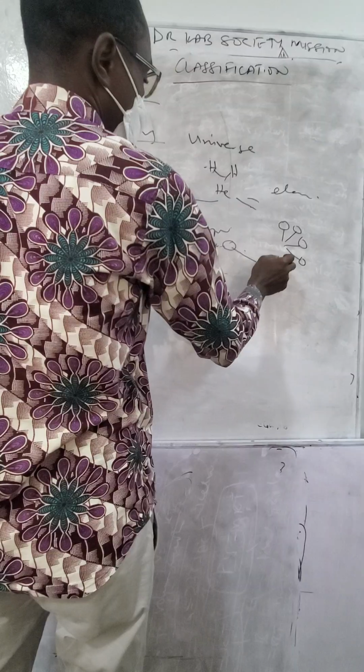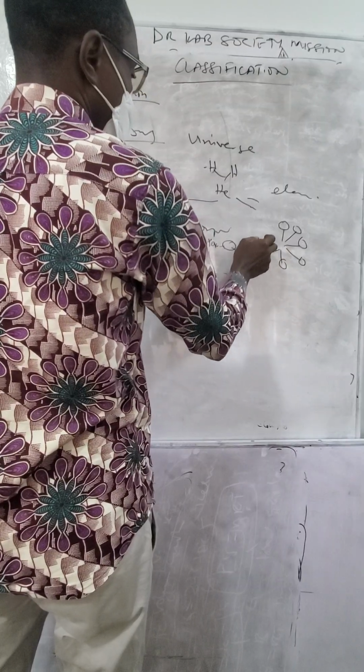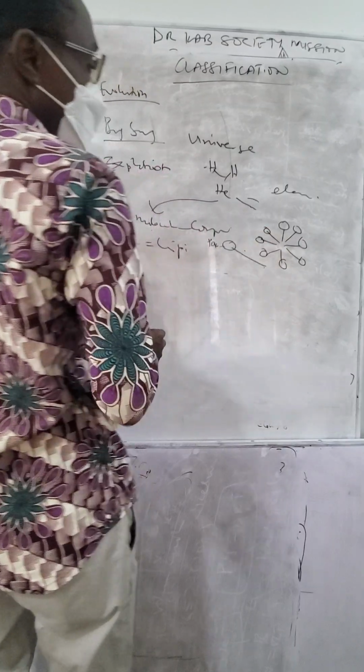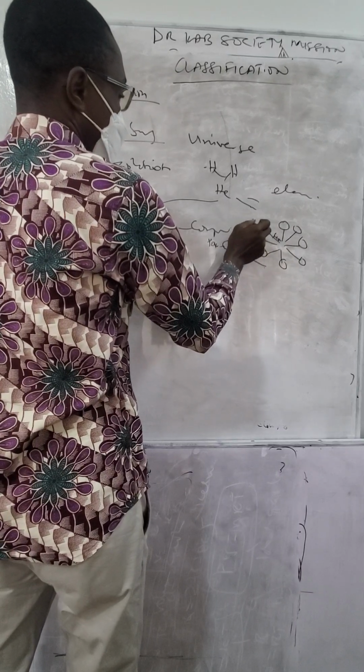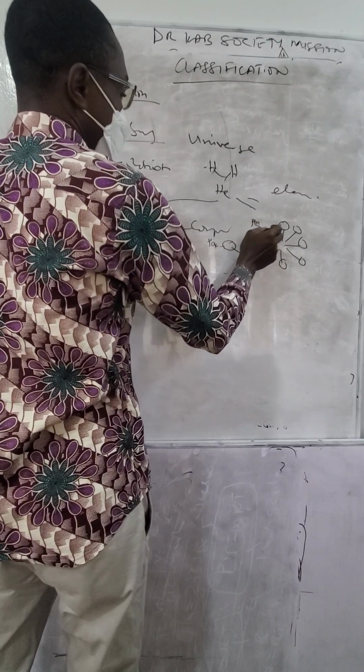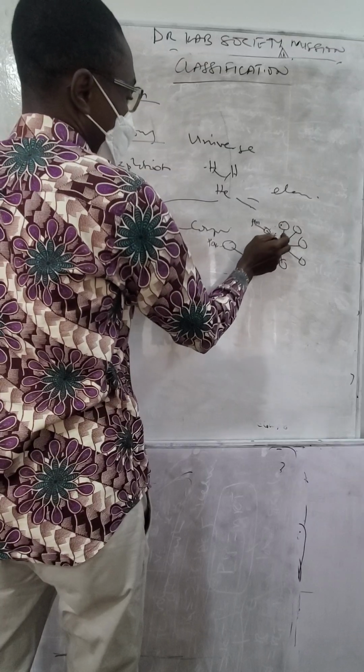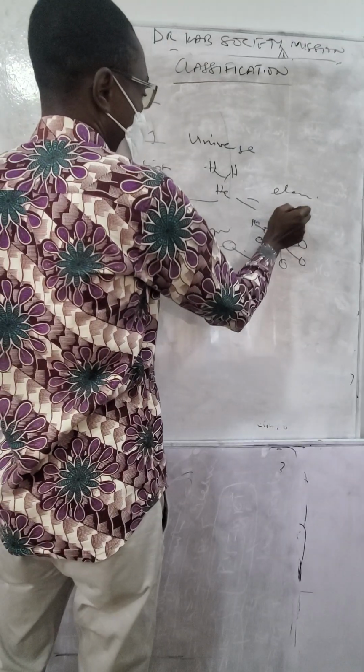So this is lipid, maybe phospholipid. This is the lipid part, and this is the phosphate part. They can interact with charges, and they can interact with van der Waals forces. And this is what we call the micelle.